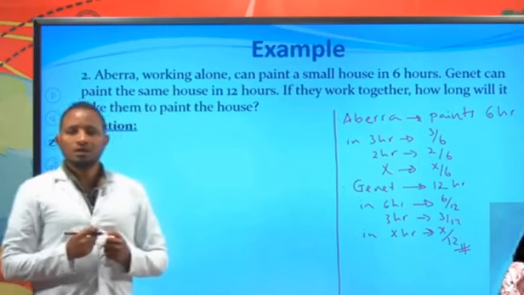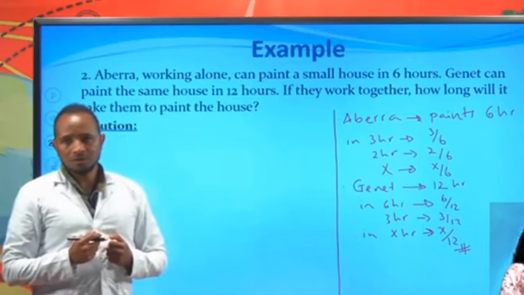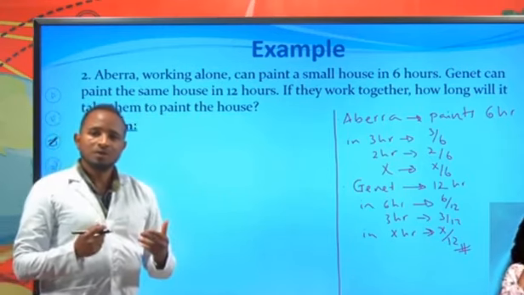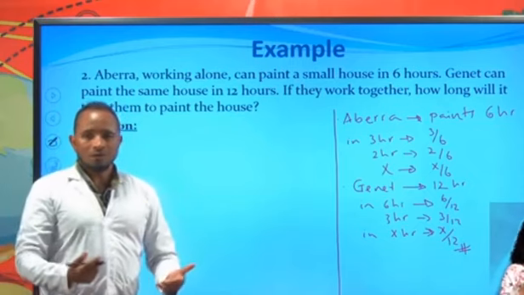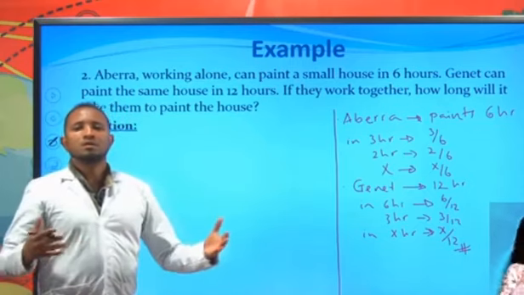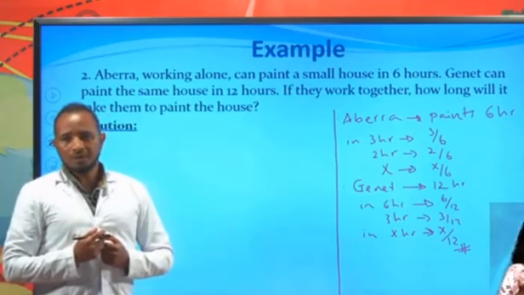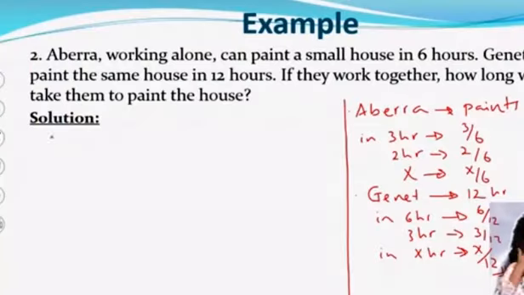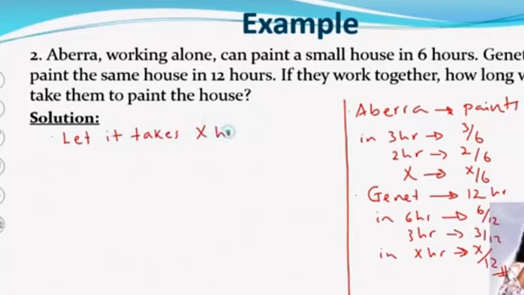So the sum of the work together will be 1, or the full job will be done when you add x over 6 part of the job done by Aberra and x over 12 part of the job done by Gannet. Together gives you the full job, maybe 10 over 10 or 12 over 12, we don't know. So it is full 1. Therefore, here x over 6 plus x over 12 will give you this 1.